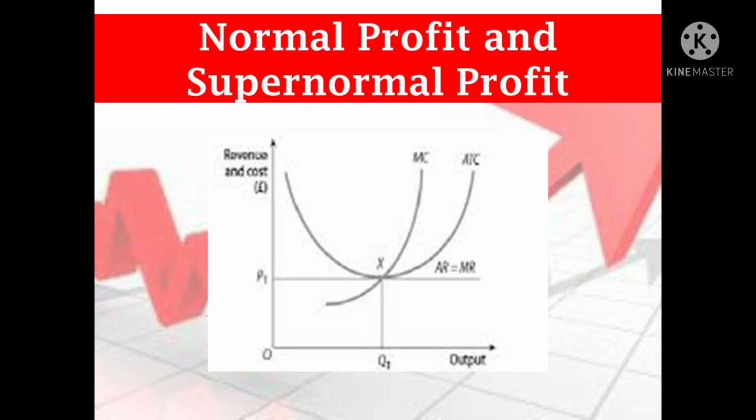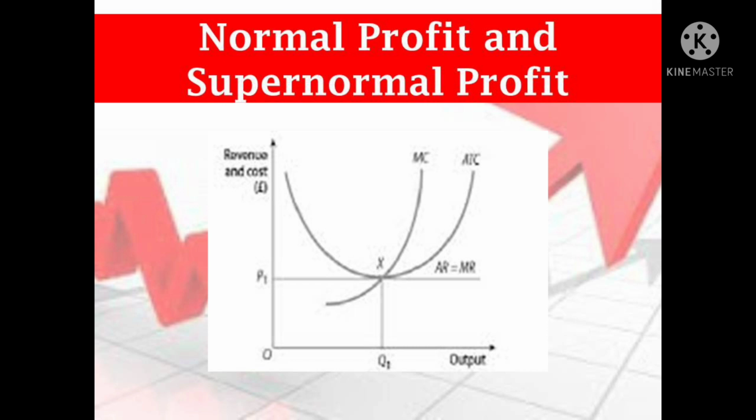Next, normal profit and supernormal profit. Normal profit is the minimum profit that a producer expects from the capital invested in the business. If the minimum profit is not available, he will withdraw his capital from the existing use and shift it to the next best alternative use, that is, the opportunity cost of production.